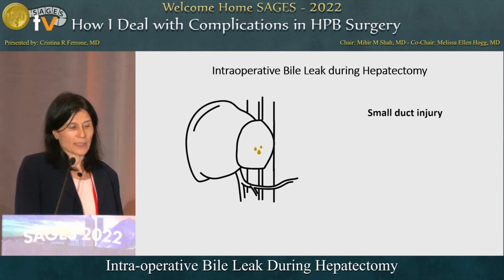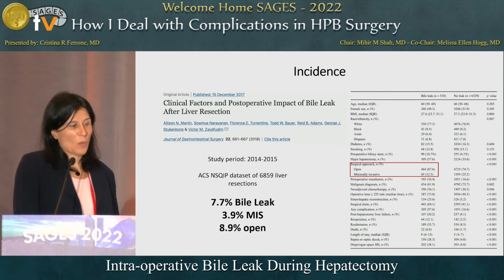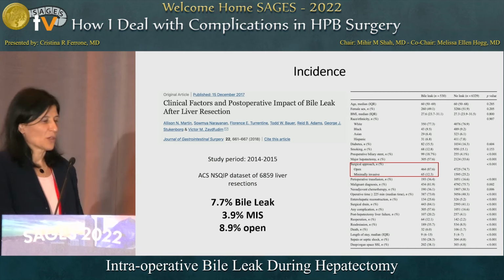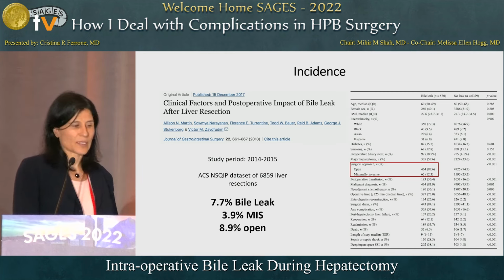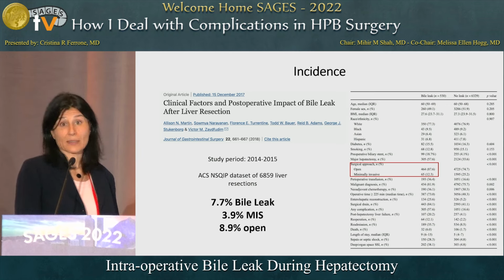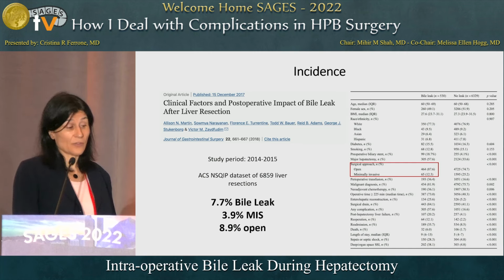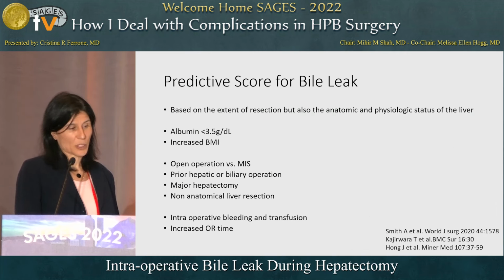What about the small duct injuries? And this is really where I'm going to spend most of my time. So when you look back at what is the incidence of a bile leak, this was a paper that looked at almost 7,000 liver resections through the NSQIP database, and about 7.7% of liver resections had a bile leak. It was lower for minimally invasive versus an open resection.